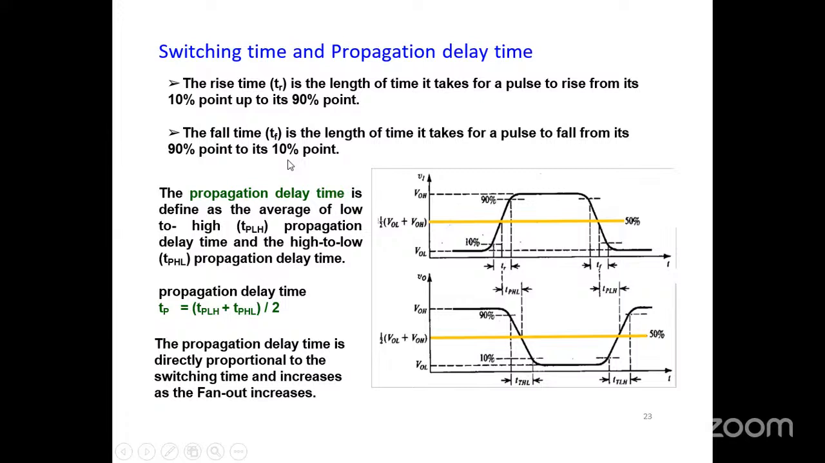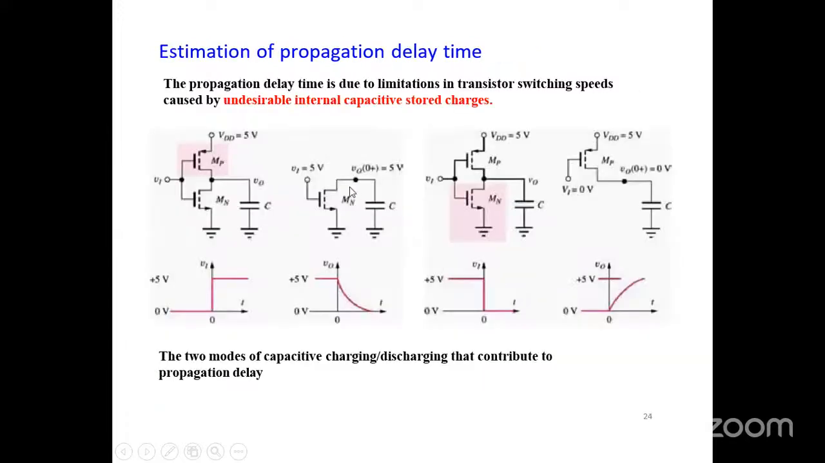Average propagation delay time is made of the low-to-high and the high-to-low propagation delay times. So the propagation delay time TP is equal to (TPLH plus TPHL) by 2. The propagation delay time is directly proportional to the switching time and increases as the fan out increases. So this is how the estimated propagation delay time is obtained for these ICs.